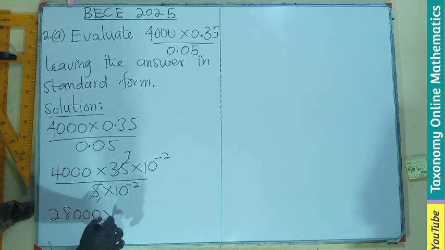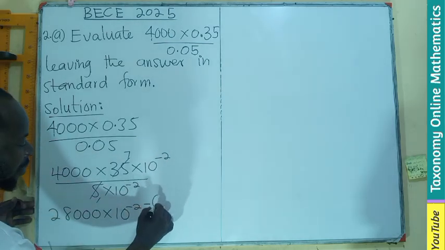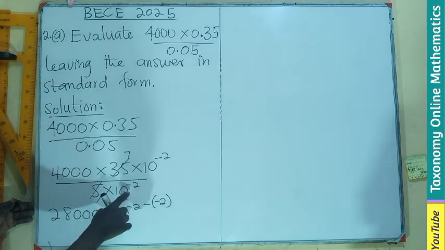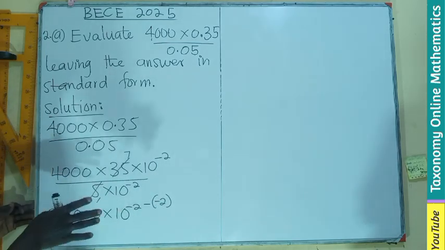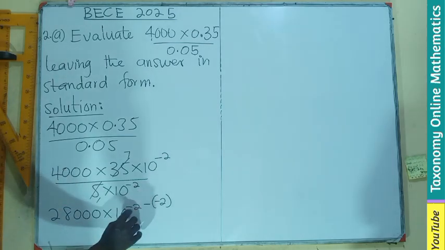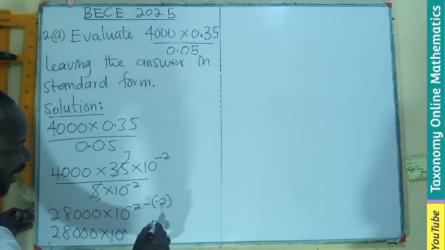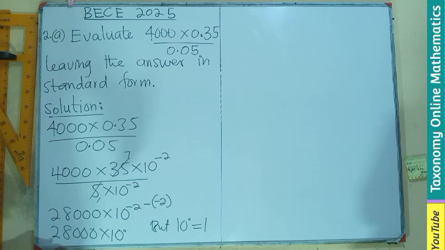Then the 3 zeros will come, times 10 exponent negative 2 minus negative 2. Remember, the same base, so we subtract the exponent, first minus the second one. Divided by 1, and the 1 will not have any effect on this. So now what do we do? This becomes positive: minus 2 plus 2 will be 0. Meaning, I should be having 28 and 3 zeros, times 10 exponent 0. But we know that 10 exponent 0 equals what? 1. So this will not change.